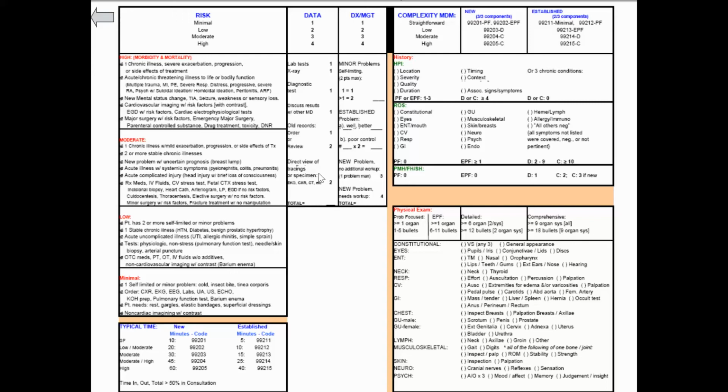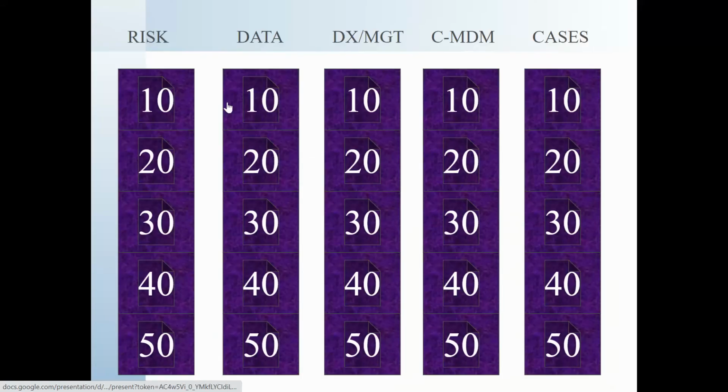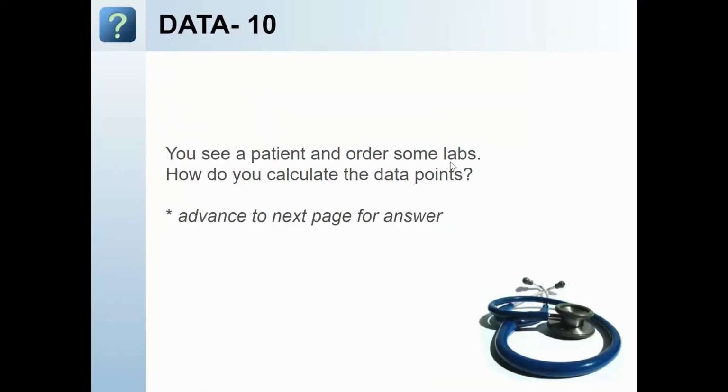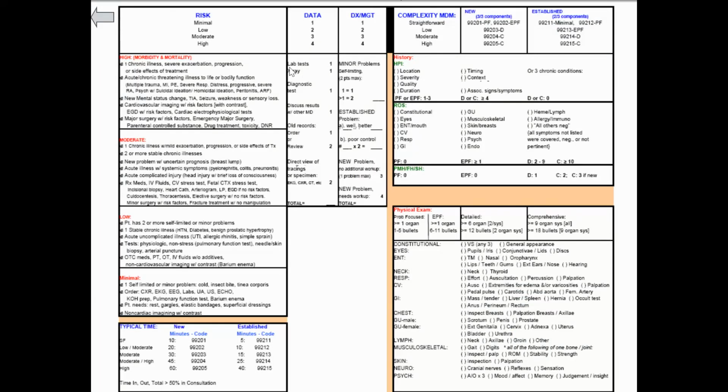So the question we said, looking back at data for 10, you see a patient and order some labs. How do you calculate the data points? So lab tests are here. And the reality is that no matter how many lab tests you order, you just get 1 point for ordering the lab tests. And I've seen so many folks ask questions about this. And the answer is whether you order a CBC, you get 1 point. Whether you order a CBC plus a BMP or a CMP, even though there's a whole bunch of labs in that, you still just get 1 point.